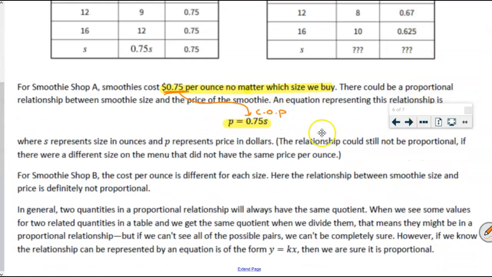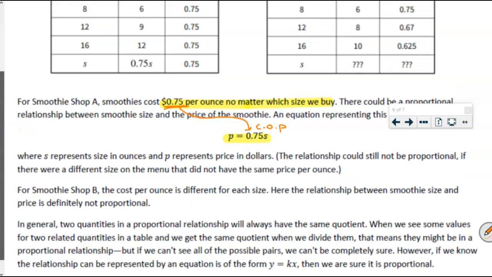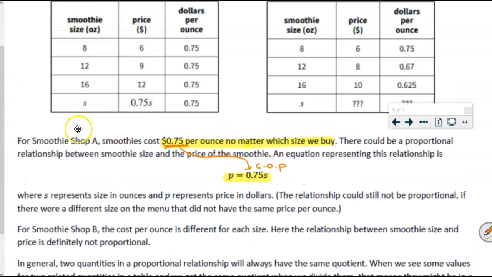This is kind of a weird sentence to add. It says the relationship could still not be proportional if there is a different size on the menu. So they're just saying, hey, just what's listed, it's proportional, but what if they randomly had something else where you got a good deal if you bought more, then it wouldn't be. But I just want to focus on what's actually listed, whether that's proportional or not.